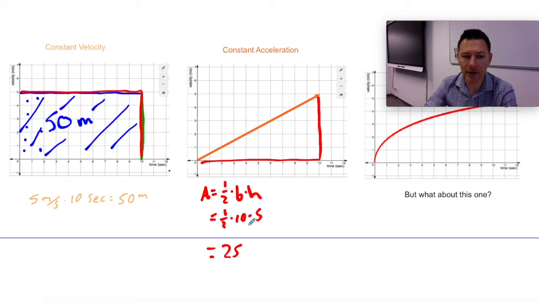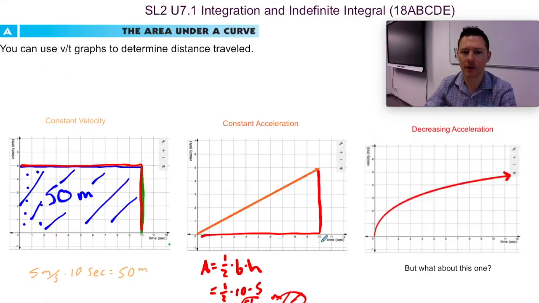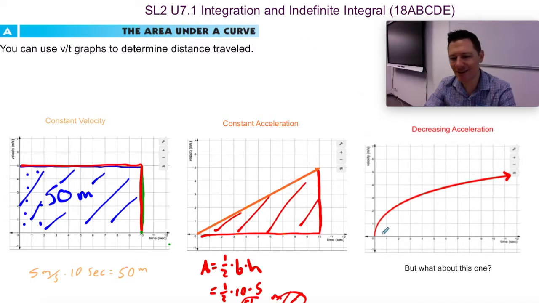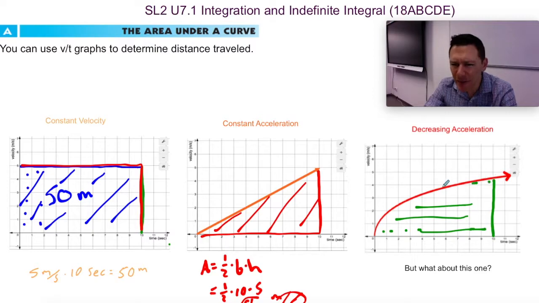The base is in seconds, the height is in meters per second, the seconds cancel, and so we're just left with meters. So great, I can do this one with basic geometry, and this one with basic geometry. This one's harder to do. I could count up these, count up these, add up the little pieces, but it's maybe not as complete as if it's an easier line.